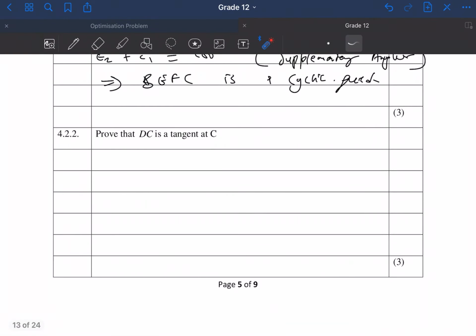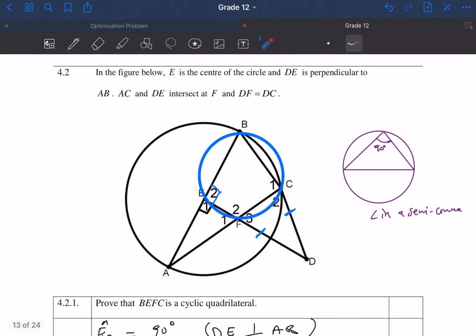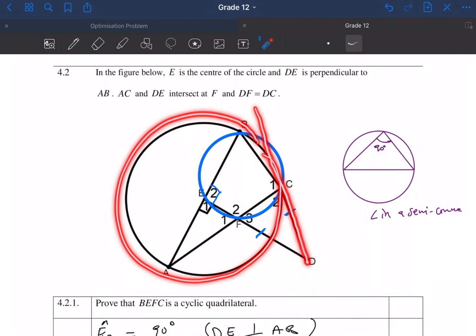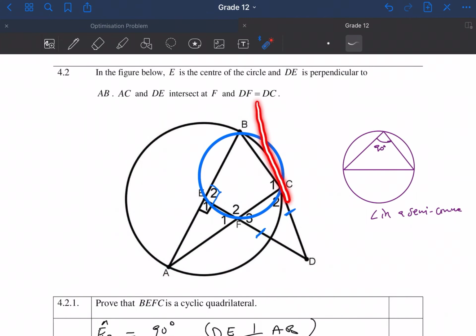4.2.2. Prove that DC is a tangent at C. So where's DC? This is DC. What's happening now is they want us to prove that DC is a tangent of this bigger circle. Prove that DC is a tangent of the bigger circle.